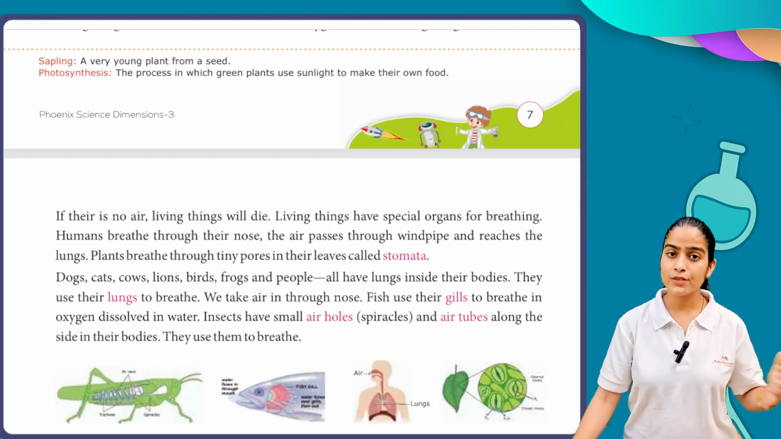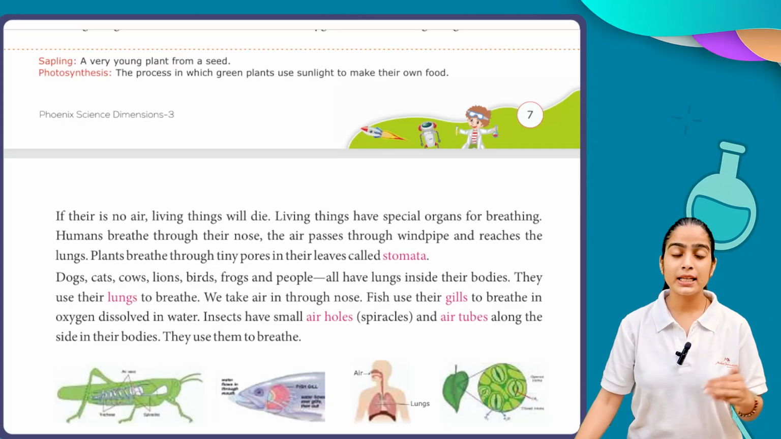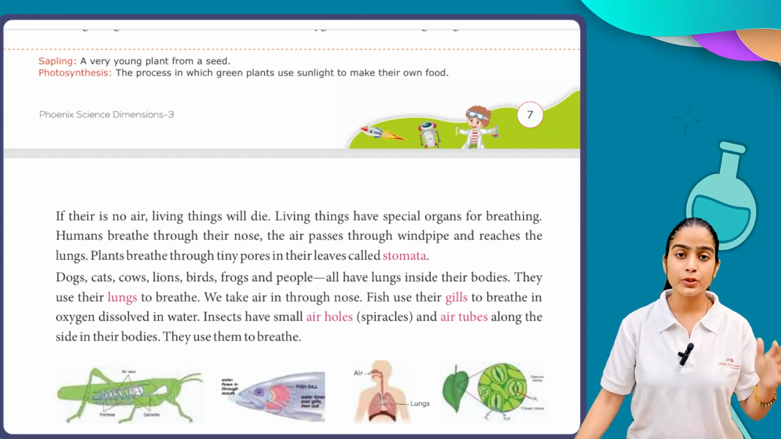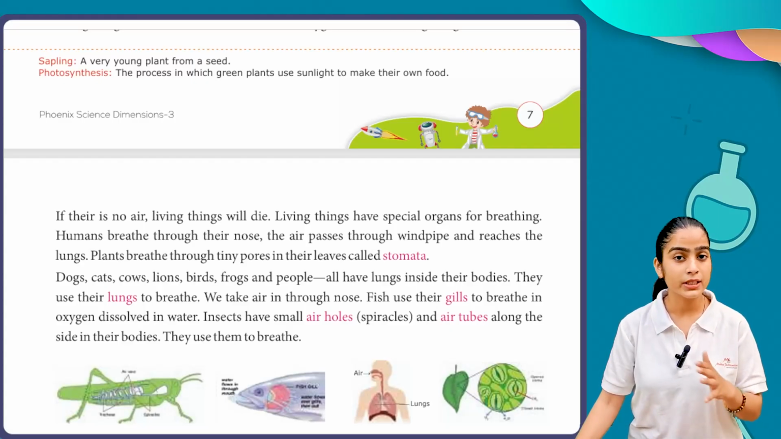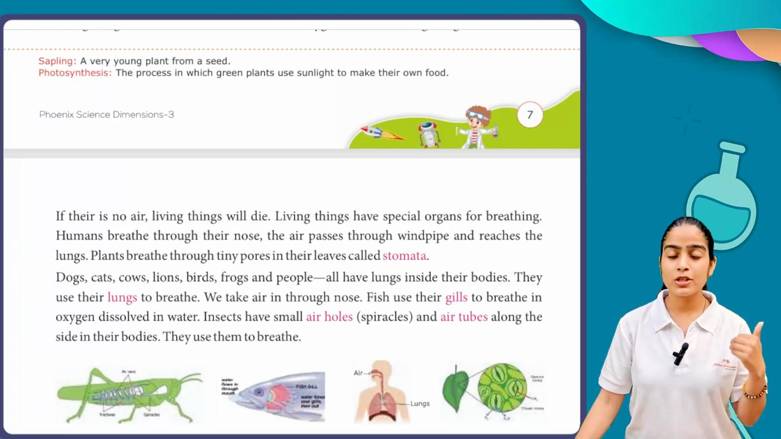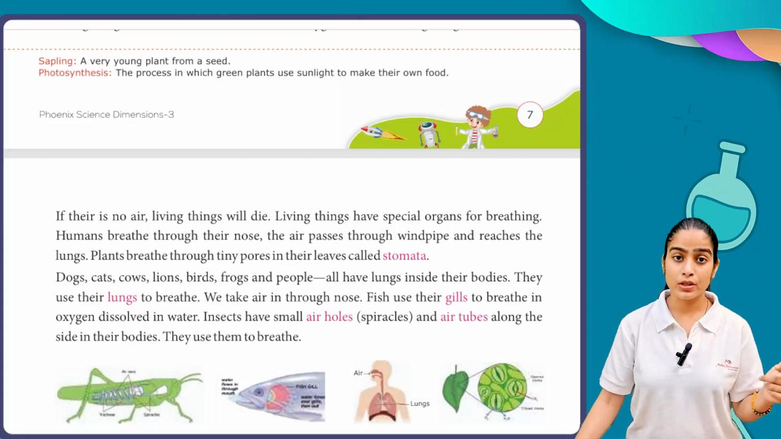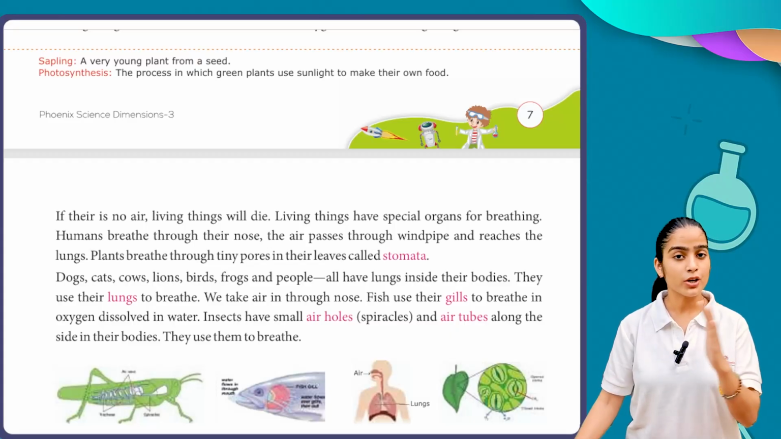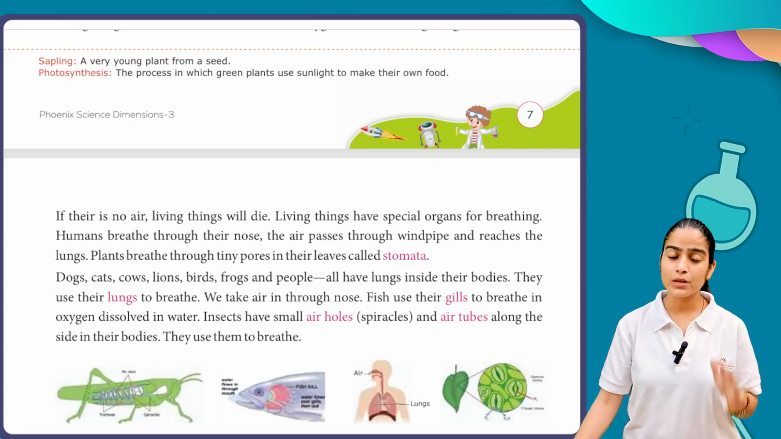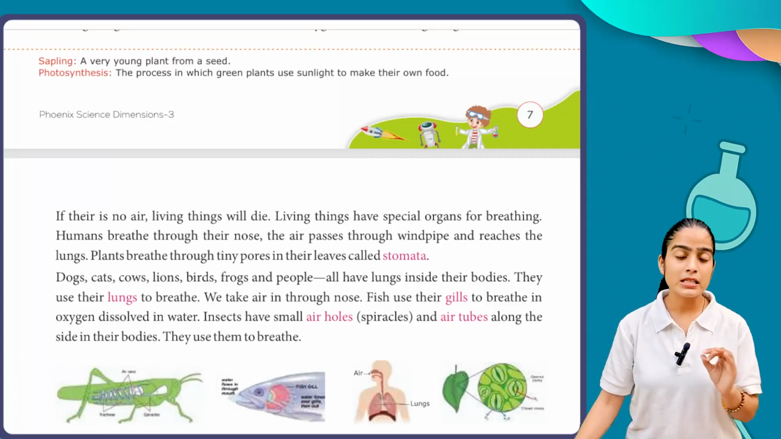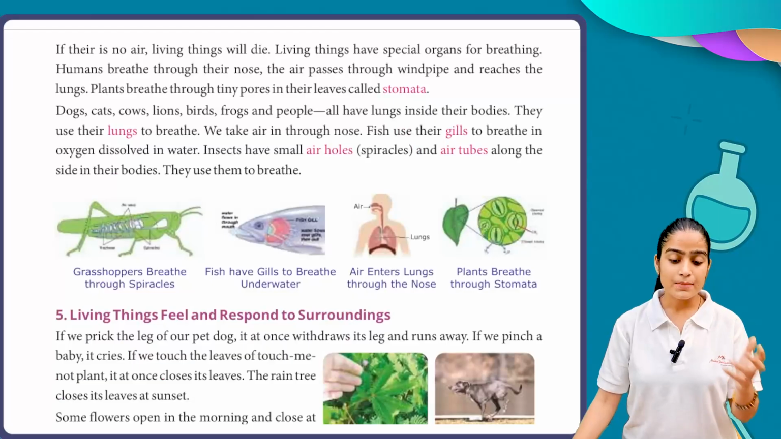So we have different parts, different organs in our body to breathe in or breathe out, respective to the particular kind of living thing. If we are talking about human beings, they use their lungs. If we are talking about the cat, lion, dog, they also use their lungs. But if we are talking about fish, they use their gills. And insects use tiny holes in their bodies, which we call spiracles.